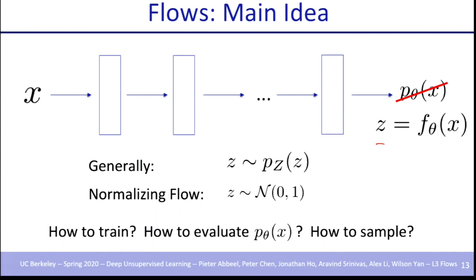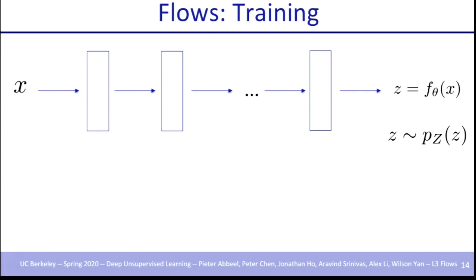So how do we train this? Well, we want to still maximize over theta, sum over i log p theta of x i. But we don't have direct access to p theta of x i. We instead have this neural net here that turns x into z, and we have some assumptions on z. So we need to somehow pair those things together, make it work. The thing we're going to need is essentially look at the change of variables formula.